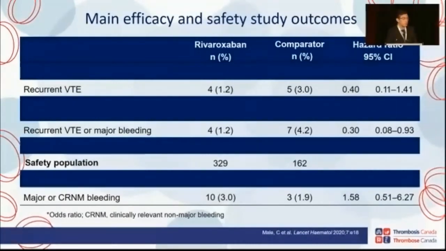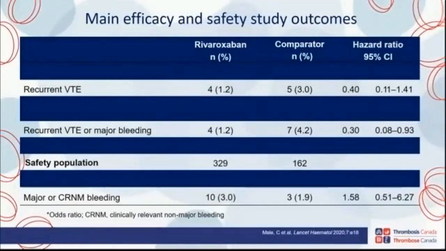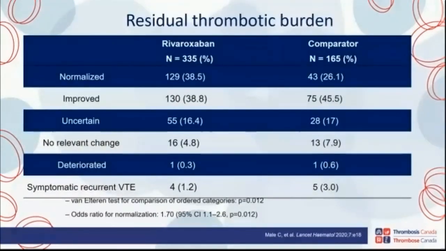So this is the most important slide of this trial, sharing with you the recurrent VTE rate of 1.2% in contrast to 3% with standard of care. In terms of safety, we had 3% of major or clinically relevant non-major bleeding. For Rivaroxaban, they were all clinically relevant non-major, in contrast to almost 2% on the comparator. Another perk of this study was showing residual thrombotic burden, which had statistical significance for clearance of the venous thrombotic territory that was originally occluded.